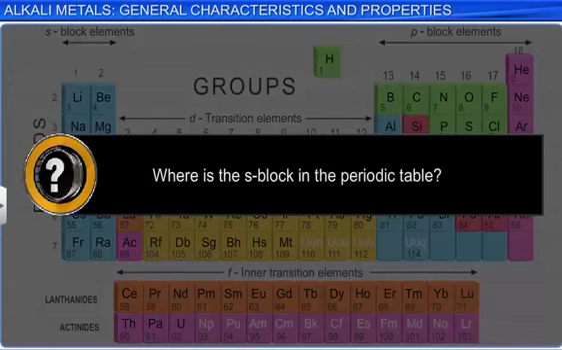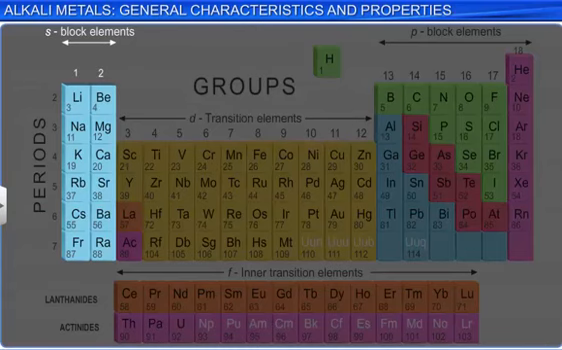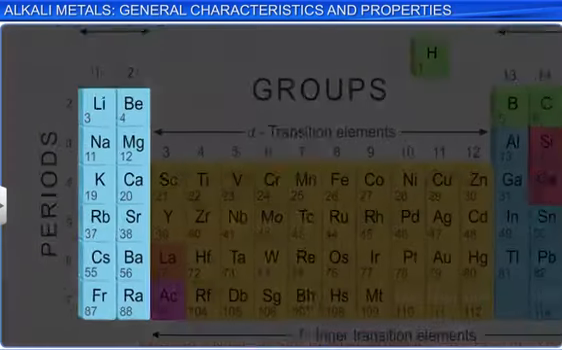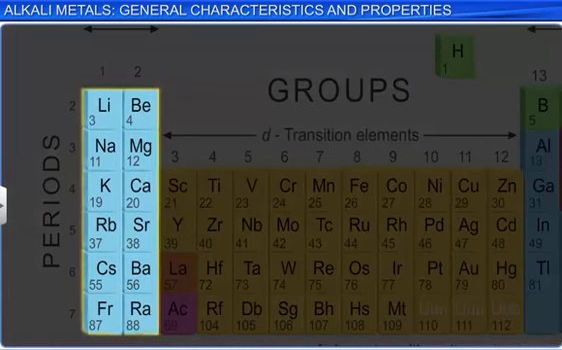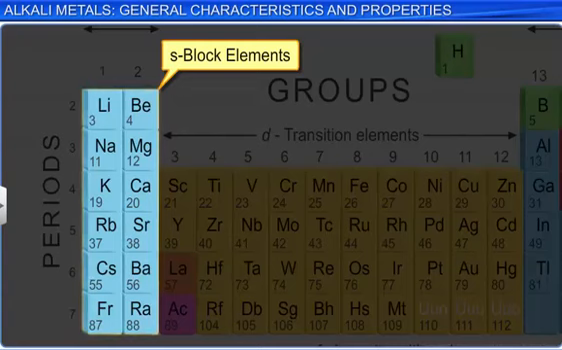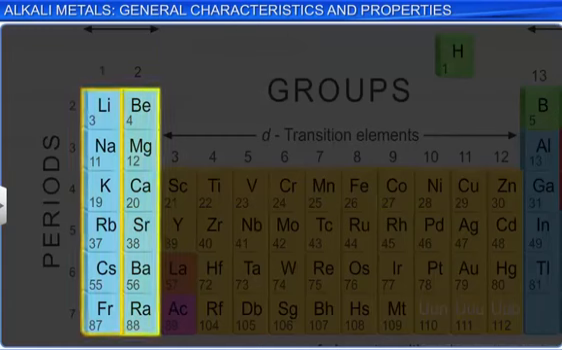Where is the S block in the periodic table? It's the first two columns or groups of the periodic table. This region is sometimes referred to as the S block because all the outermost electrons of these elements will occupy the S orbital. There are two columns in the S block because an S orbital can hold a maximum of 2 electrons.